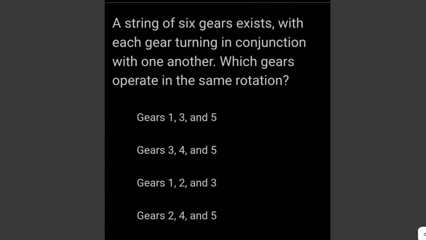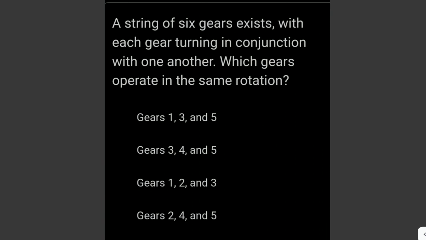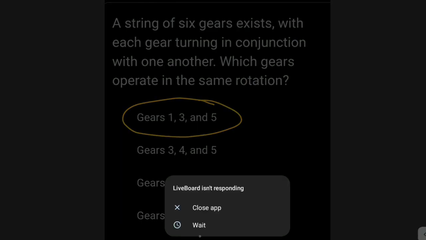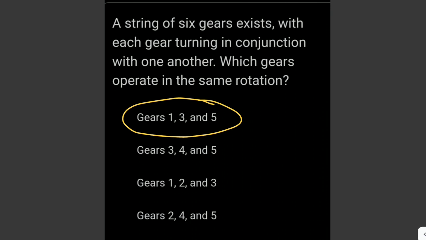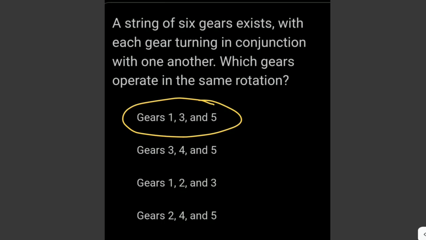A string of 6 gears exists, with each gear turning in conjunction with one another. Which gears operate in the same rotation? The answer here is gears 1, 3, and 5. Because gears must work in harmony with one another, gears turn opposite the direction of their partners. So for this reason, gears 1, 3, and 5 turn in the same direction, while 2, 4, and 6 turn in the opposite direction.